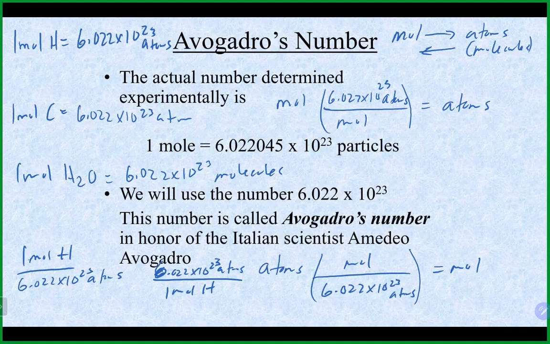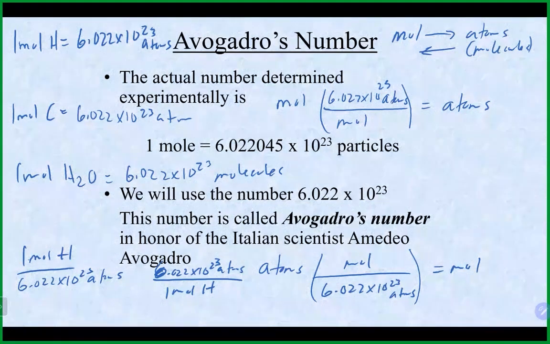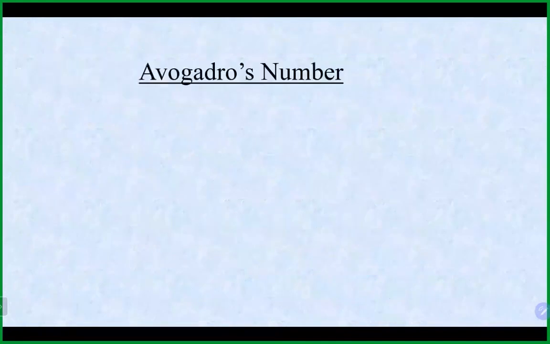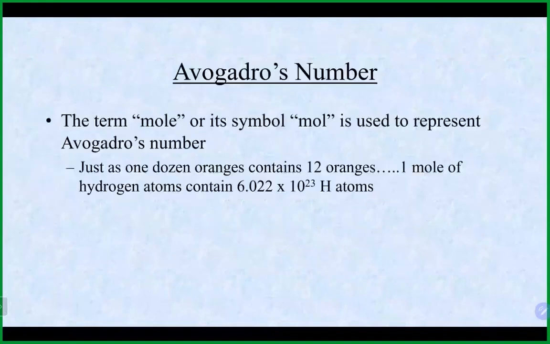So you really should only use Avogadro's number if you are given a number that's in atoms or molecules, or you're really asked to calculate something that needs atoms or molecules. So if there's really no mention of atoms or molecules, you should not use Avogadro's number. Any questions on that? Now, Avogadro's number, like I said, does represent a certain amount, and we use it as a conversion factor. Again, just like a dozen means you have 12 oranges.